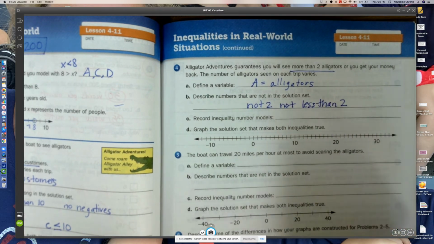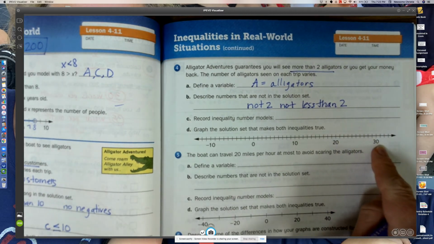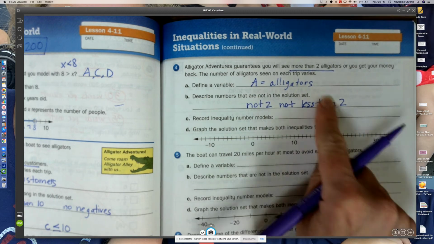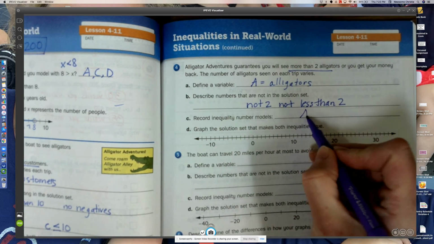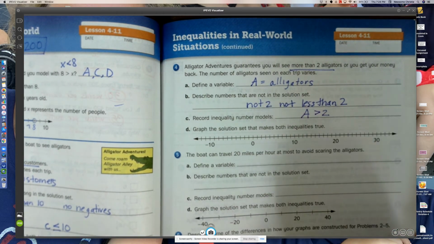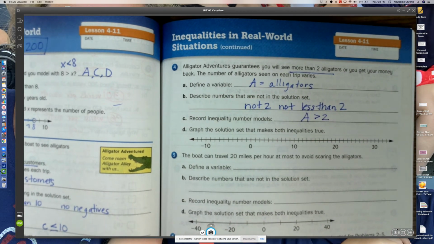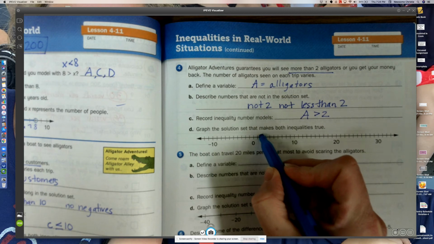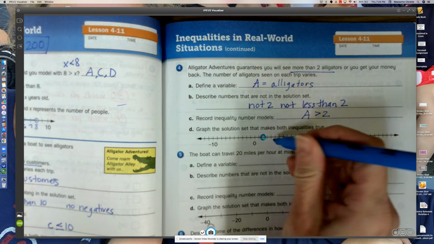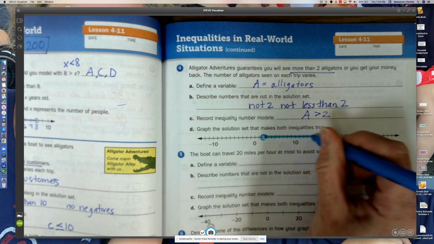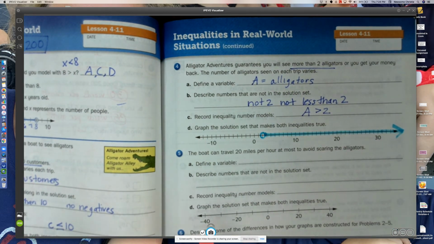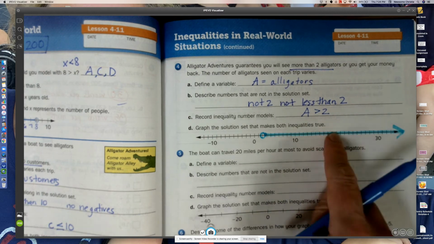But I think it could be anything else, right? Like, I don't think we'll see 30 alligators, but maybe we will. So why don't we leave that one open on one end? So it's just going to be more than 2. So alligators are going to be greater than 2. And it says more than, so it's not equal to. So let's find a 2. It's going to be an open circle. 0, 1, 2. And then they say we're going to see more than that. So my line's going to the right because it's going to be bigger. Does that make sense? We're going to see greater than 2 alligators.